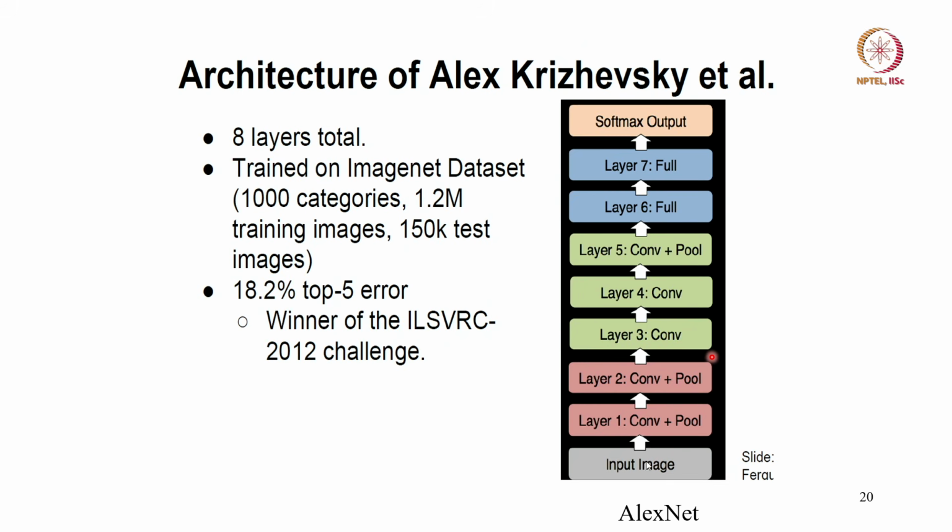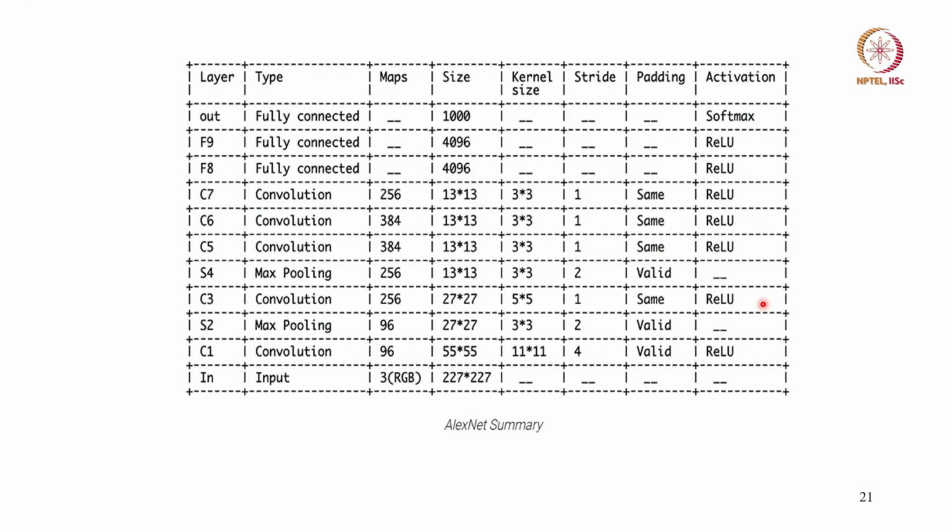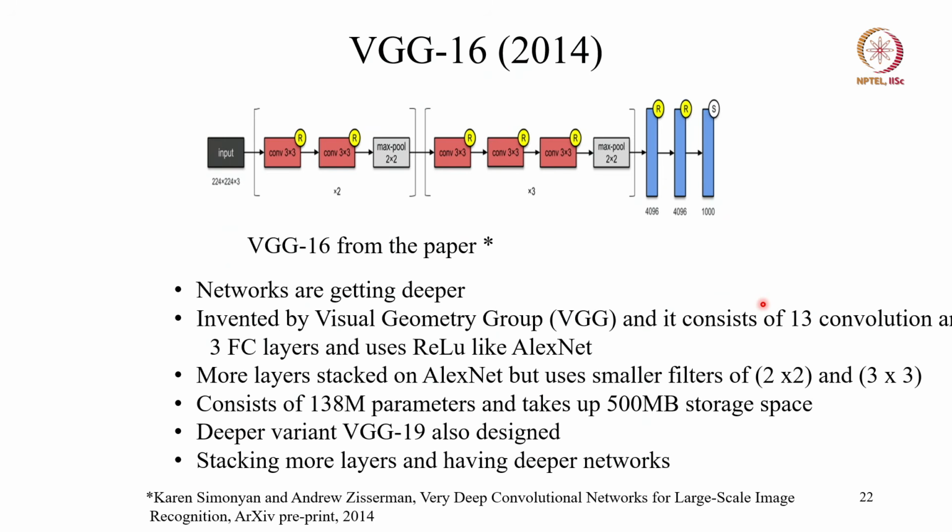So we can see input layer, convolution plus pooling, convolution plus pooling, convolution, convolution, convolution plus pooling, and then you have the fully connected layers. So this is used on the ImageNet data set. Okay, so this gives you the same thing in more detail.